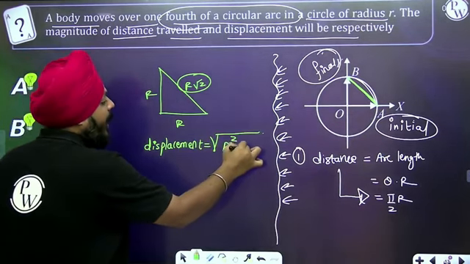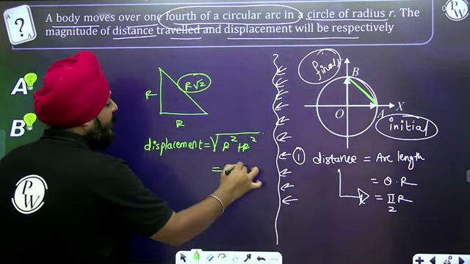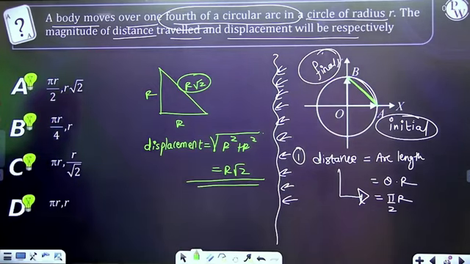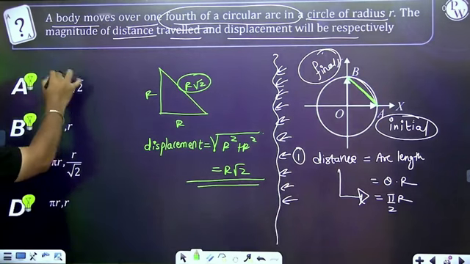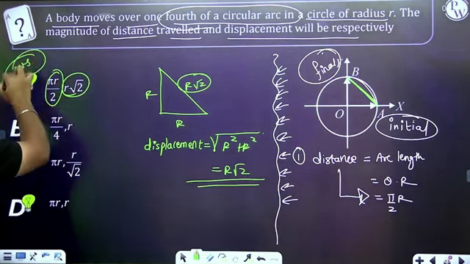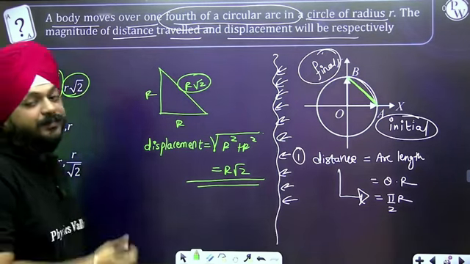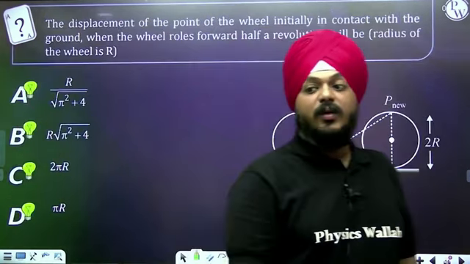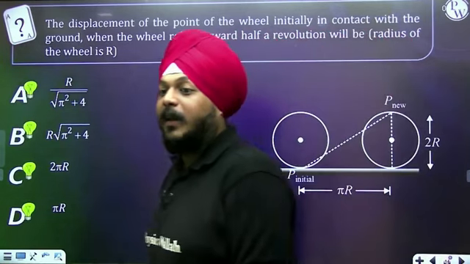R square, R root 2. Right. So distance travelled is pi r by 2. Displacement is r root 2. The A is the perfect answer. Sir, so quite simple sum. You're not showing us the complex one.